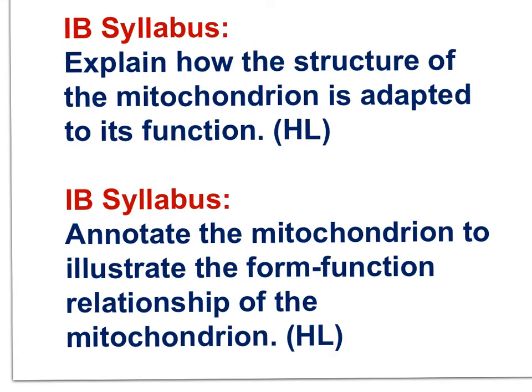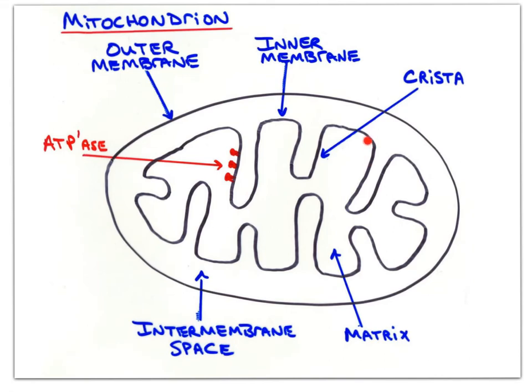So that brings us to these IB syllabus statements. Explain how the structure of the mitochondrion is adapted to its function. Annotate the mitochondrion to illustrate the form-function relationship of the mitochondrion. The highly folded inner membrane of the mitochondrion provides large surface area for electron transport chains and ATPases. The intermembrane space is a compartment adapted to the accumulation of hydrogen ions. The accumulation of hydrogen ions sets up an electrochemical gradient that results in ATP synthesis through chemiosmosis.